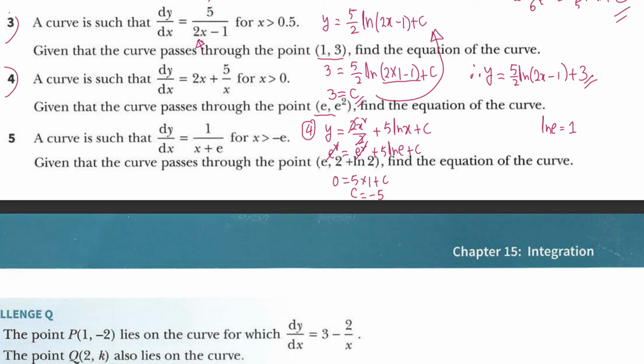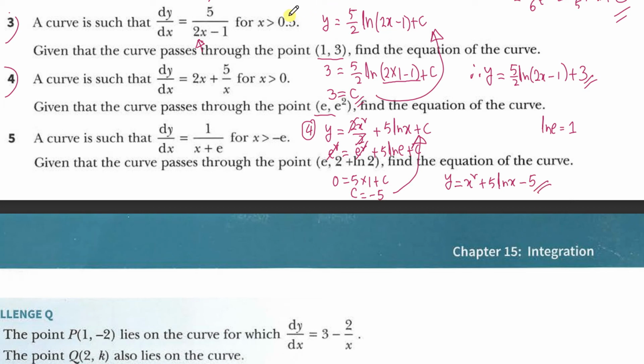Now just place this value in our main equation. Then we get the equation of the curve, which is y equals x square plus 5 ln x, and the c value we got is minus 5. So this is our curve equation for that point.